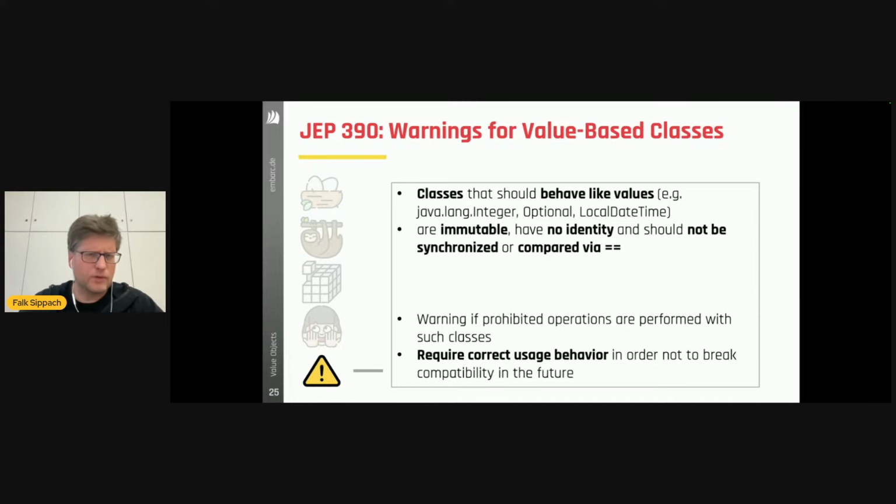And that's about the fact that we always have kind of value types already in Java. So those are normal classes which behave like values, which we will talk about later. Values are, for example, Integer, Optional, LocalDateTime. So they are most of the time immutable. They have no identity. They can be compared via equals. And if we have such classes, and we already have lots of them in the JDK, then if we use them the wrong way, we get warnings since JEP 390. It's from Java 16 or OpenJDK 16.